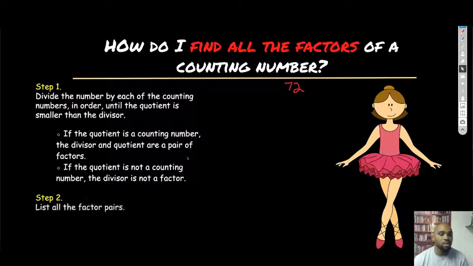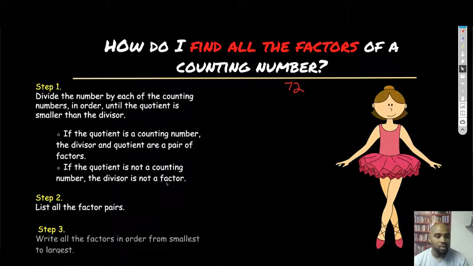Step 2, list all the factors like we talked about a second ago. I said 1, 2, 3, 4, and I added them all up. And step 3 is optional: put them in order from least to greatest. So step 3 is not necessary, and step 2 is kind of unnecessary. You don't have to, well, I guess you do if we're looking for all the factors.